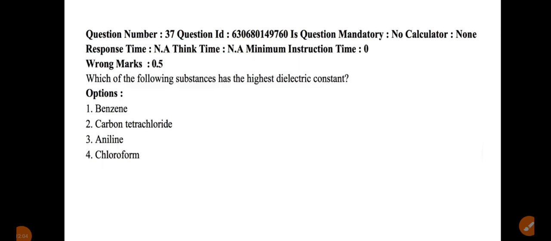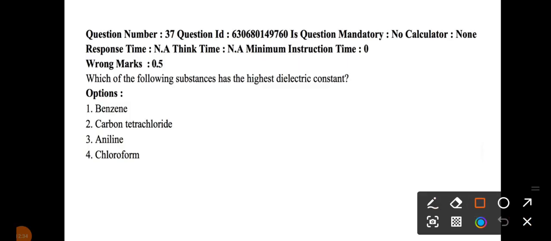A molecule having a high dielectric constant means it is highly polar, right? It should have a positive group and a negative group, and they are attracted towards each other. That is nothing but the dielectric constant. Simply, we can say the polarity, right? So benzene, we know, is non-polar. CCl4 also is not polar. In aniline, right? So what is the answer here?